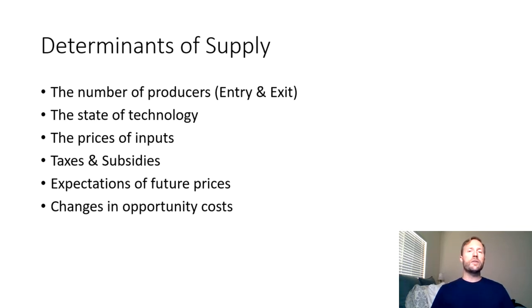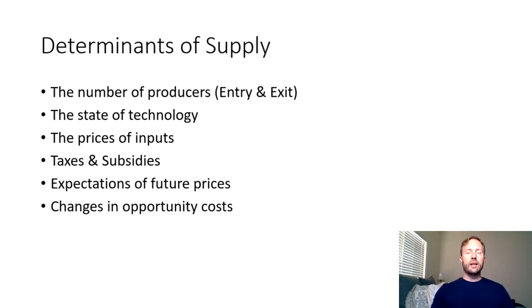And the first determinant of supply is very similar to the first determinant of demand. Remember, with demand, it was population. So as more consumers enter a market, demand increases. And if consumers exit a market, then demand is going to decrease. The same logic applies on the supply side. The number of producers: the more sellers there are in a market, the greater supply is. And the fewer sellers there are in a market, the fewer producers, the lower supply is going to be. So entry by firms into the market will increase supply. Exit out of the market by firms will decrease the supply.